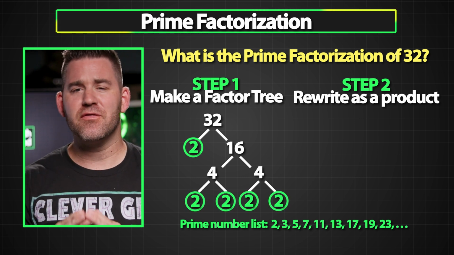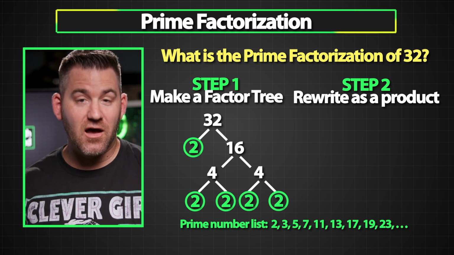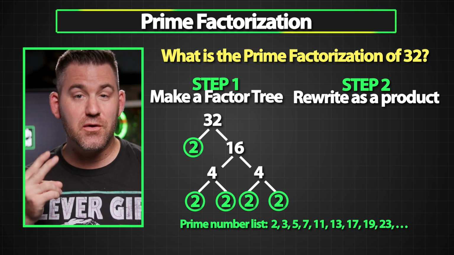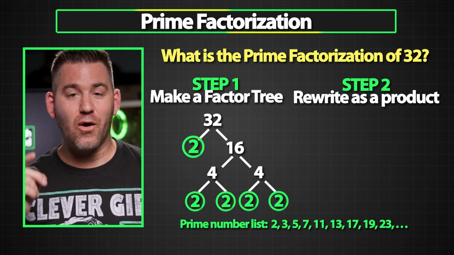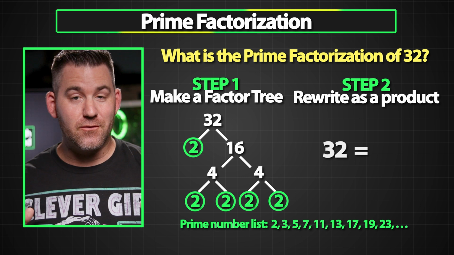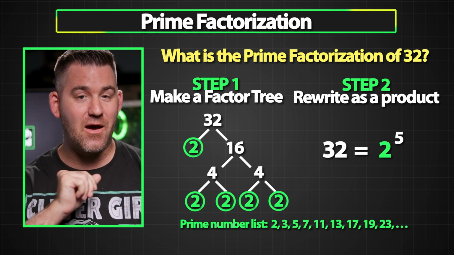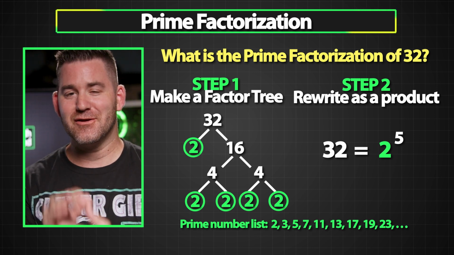And check this out, for 32, notice that all of the prime factors of it are simply just 2. And here, if we count all of the circles, we have 5 copies of 2. So 32 can be represented as 2 raised to the 5th power. And there we go. Well, I hope you guys learned a thing or two about prime factorization.